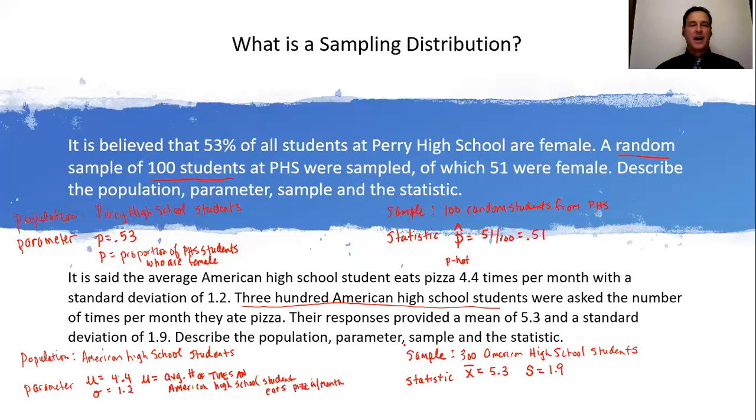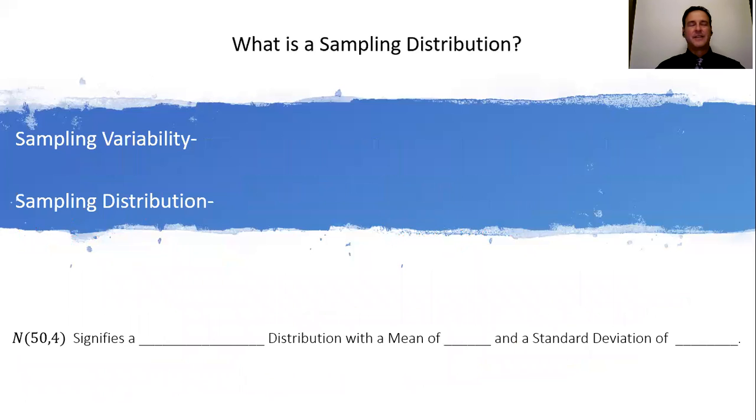Okay. Again, so while we have two means, one is a mu, one is an x bar. The mu is for the population, and the x bar is for the sample. Okay, and then sigma, of course, for the population, and S standard deviation for the sample. Cool. All right, sampling variability.